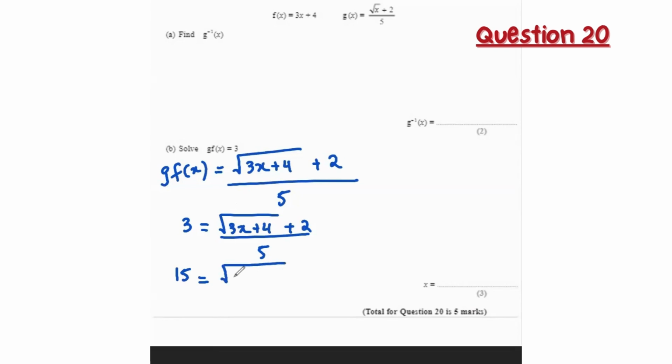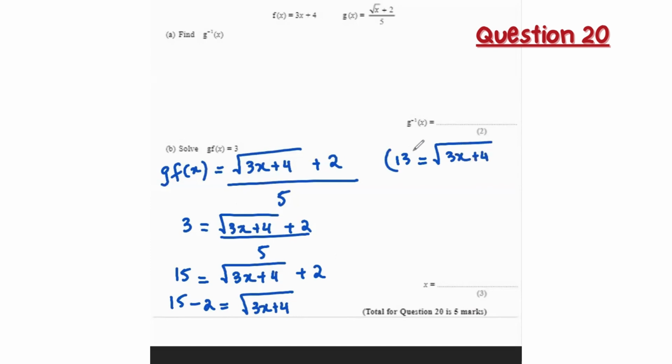So we got rid of the fraction. So we have square root of 3x plus 4 plus 2. Bring the 2 to the other side. 15 minus 2 equals square root of 3x plus 4. So that's 13 equals square root of 3x plus 4. Square both sides again to get rid of the square root. So that's going to be 169 equals 3x plus 4.